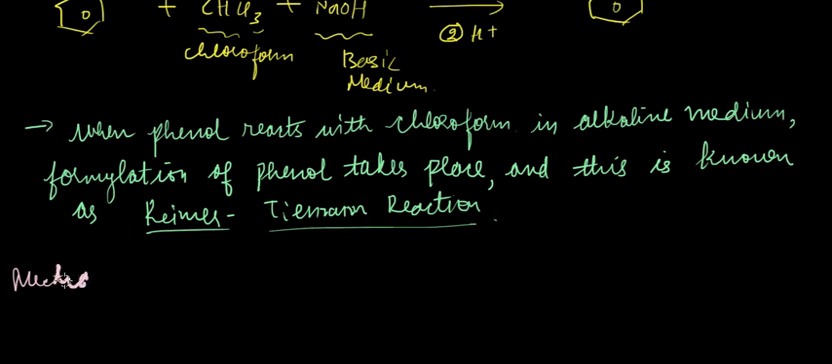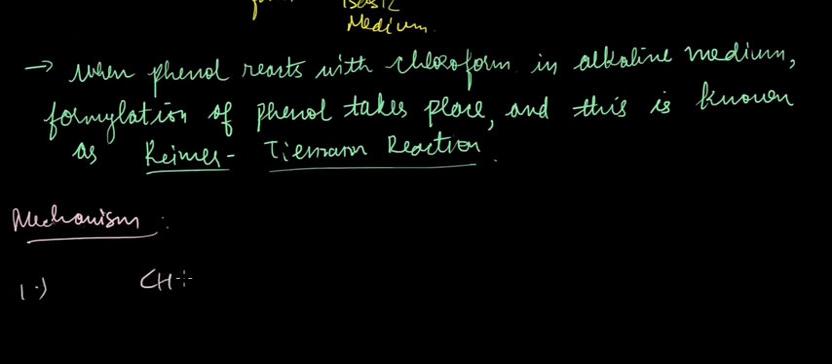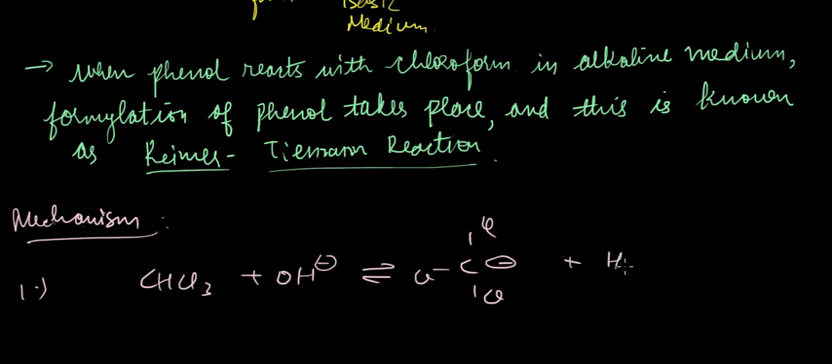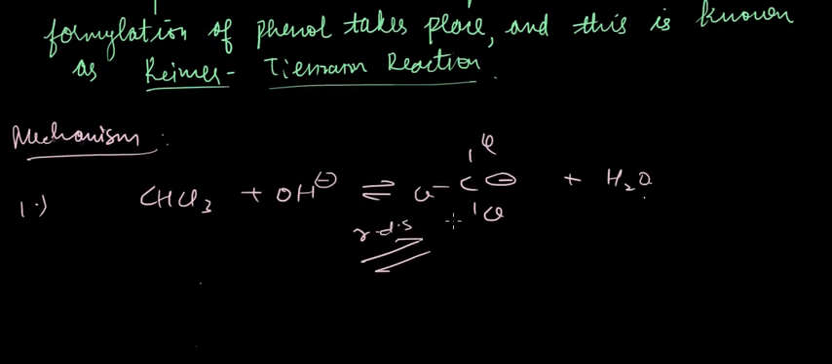Okay, so let's now discuss the mechanism behind the scenes. So let's start. In the first step, we have CHCl3 in basic medium. What will happen to CHCl3? We will get a negative charge, and H2O formation would be there. Okay, so the next step is actually the RDS, or the rate determining step, wherein Cl minus will leave the carbon and the carbon will be left as a carbene.